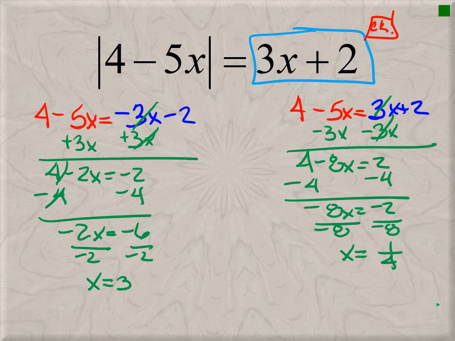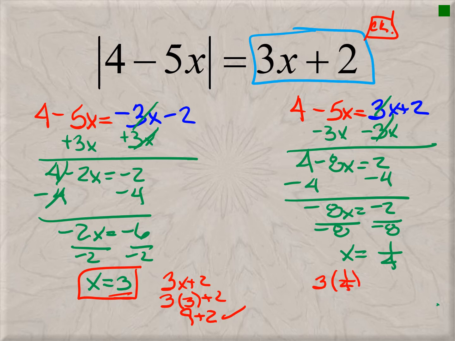Okay? Now remember, to do the check, I'm going to take that 3x plus 2, and I'm going to substitute in this number. 3 times 3 plus 2, 9 plus 2. Is it positive? Yup, so that works. Now I'm going to substitute in the 1/4 plus 2. 3/4 plus 2. I don't know what that equals, but a positive plus a positive is a positive, so that also works.